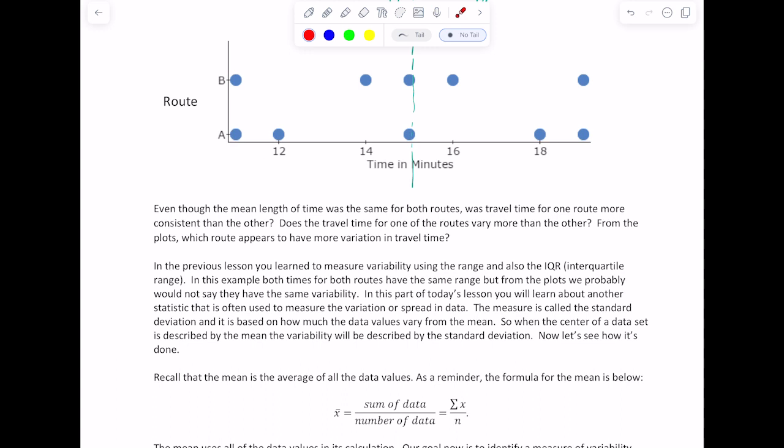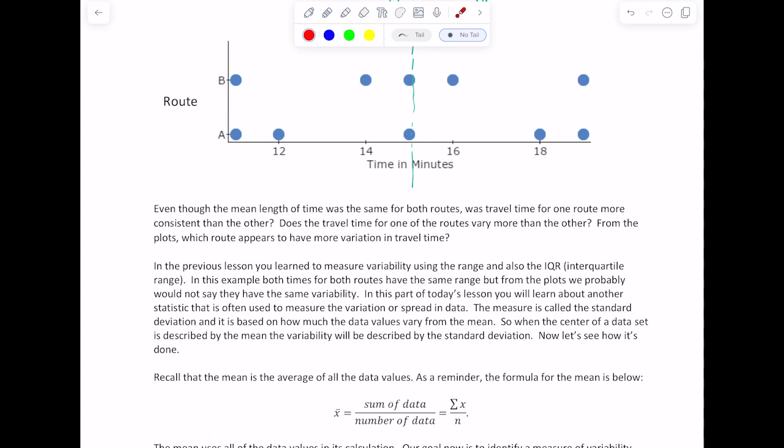And if you'll recall from the last lesson, when we use the mean to describe the center, we want to then use the standard deviation to describe the spread. When I'm using the median to describe the center, I would use the interquartile range to describe the spread. So how do I find the standard deviation?